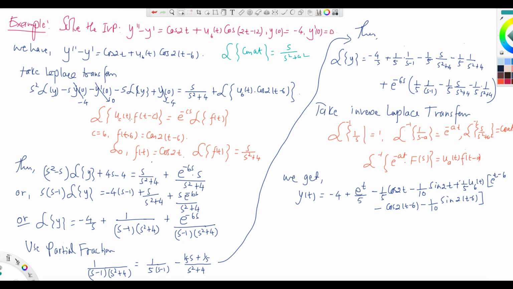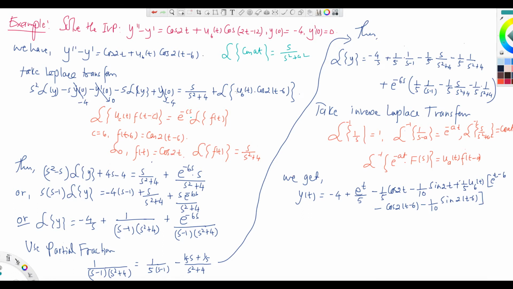The formula is u sub c of t times f of t minus c. If you have this type of function, then the Laplace transform is e to the negative cs times the Laplace transform of f of t, right? So here just compare these two, you will get c equals 6. You have f of t minus c. f of t minus 6 is cosine 2 times t minus 6. So f of t is cosine 2t, right? You replace t by t plus 6 and that will give you f of t, cosine 2t. So the Laplace transform of f of t will be s over s squared plus 4.